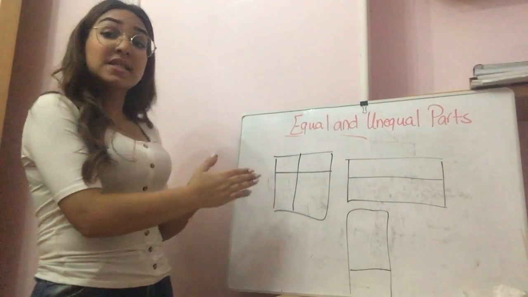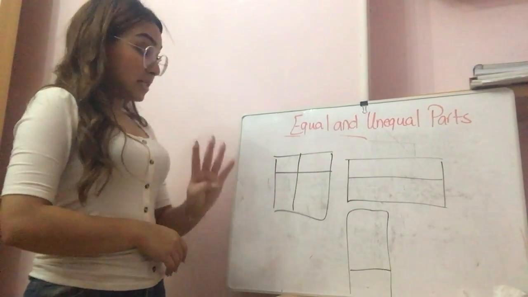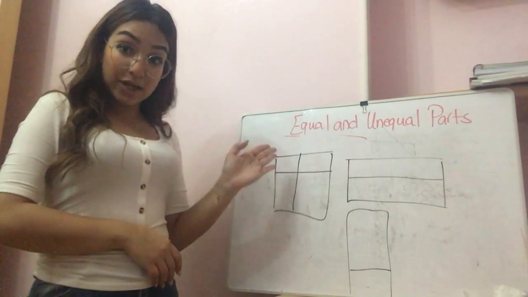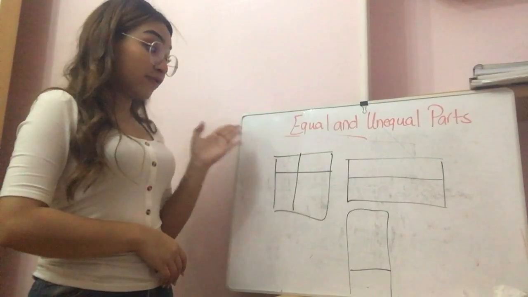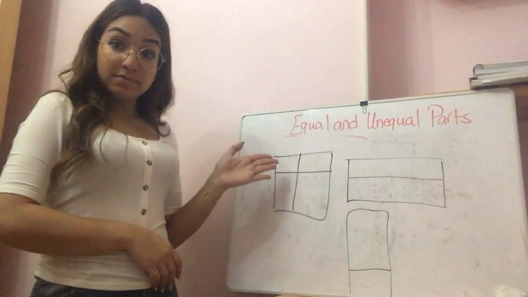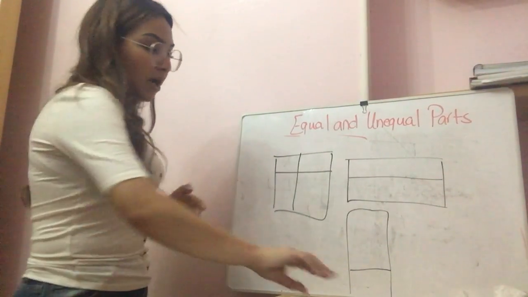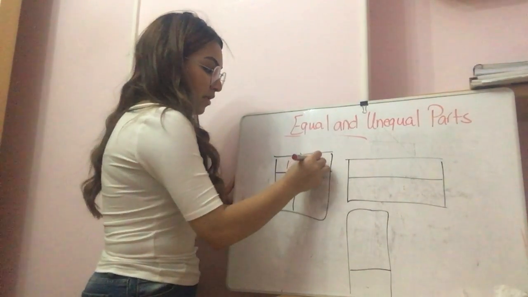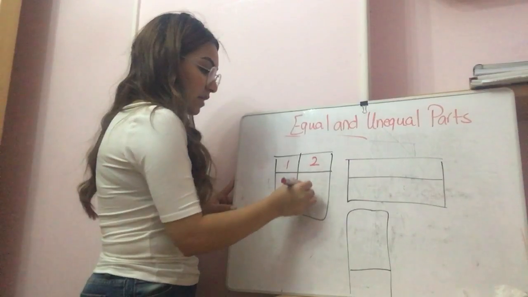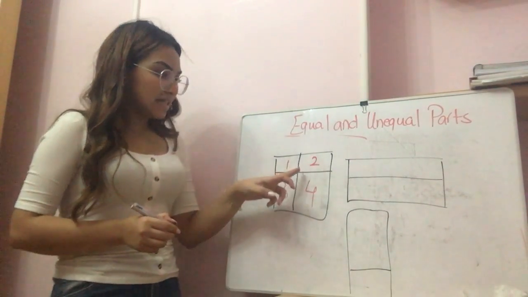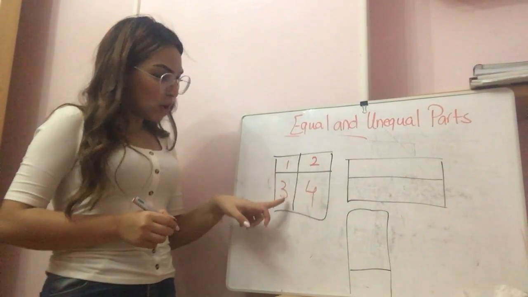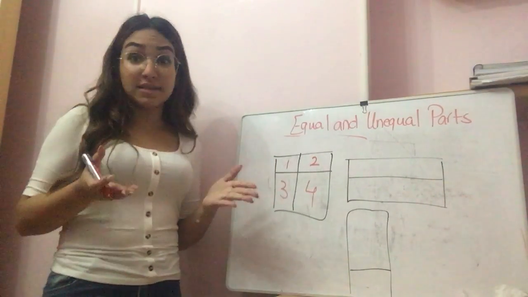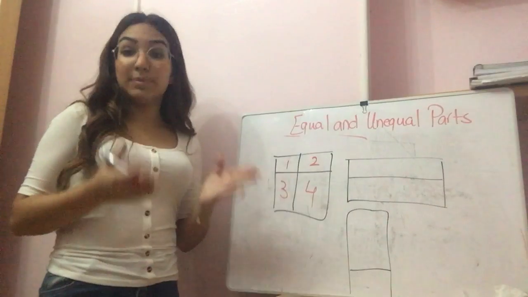This square is cut into 4 parts, but the question is, do the 4 parts show equal shares, or are the 4 parts equal? No. Why? Because let's count the 4 parts. This is 1, 2, 3, and 4. As you can see, these 2 parts are smaller than these 2 parts. So obviously this square is not cut into 4 equal parts.